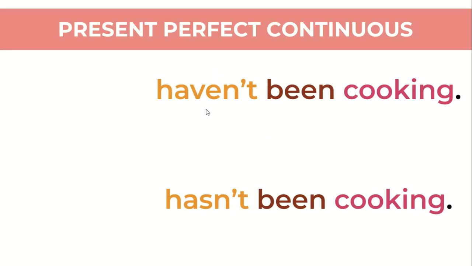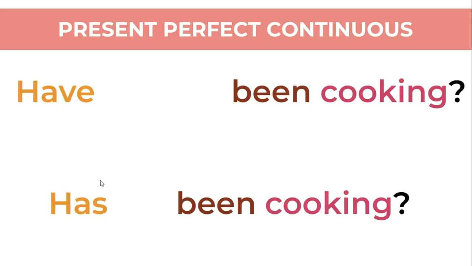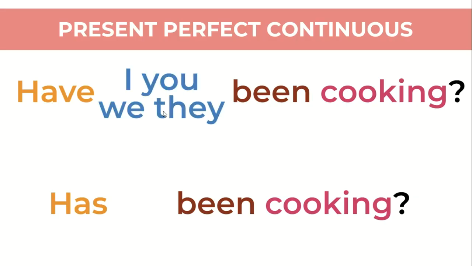Looking at the negative, we put the negative with the have. So haven't been cooking, hasn't been cooking. Again, you know our subject pronouns for haven't is going to be I, you, we, they. And our subject pronouns for hasn't is he, she, and it. Question form, we're going to put have and has at the beginning, followed by our subjects. Again, I, you, we, they, or she, he, and it. So have subject been cooking, has subject been cooking.